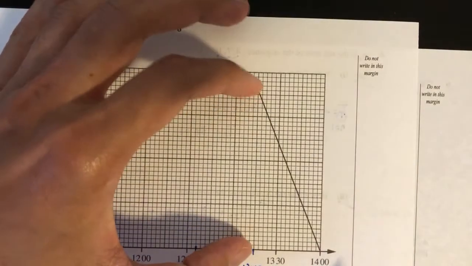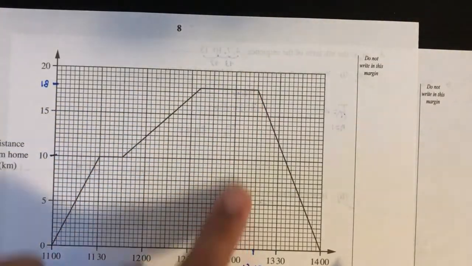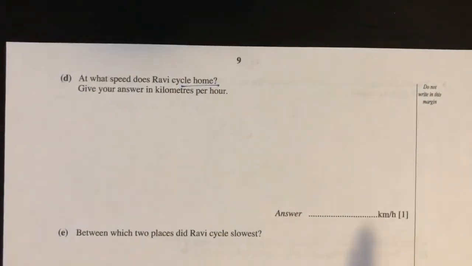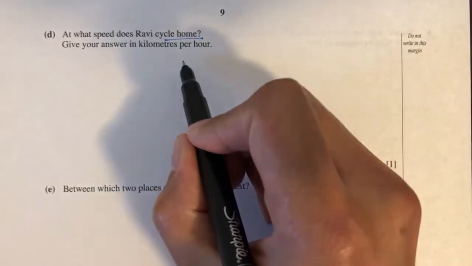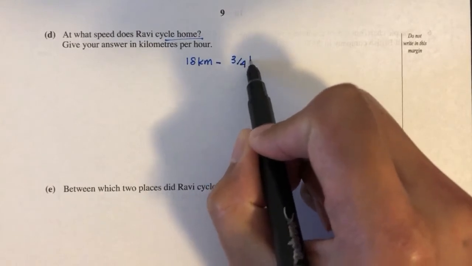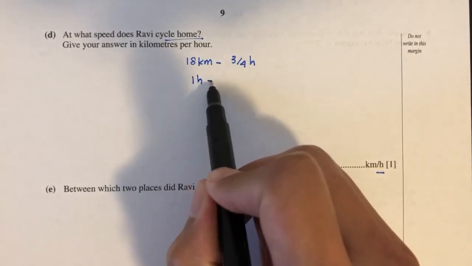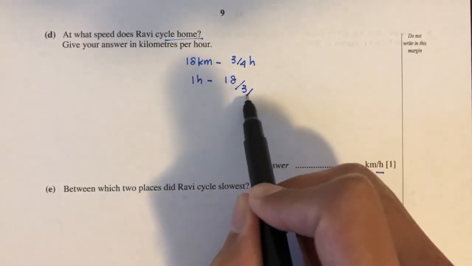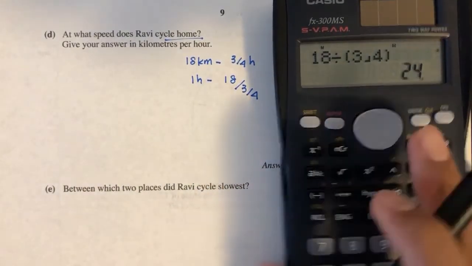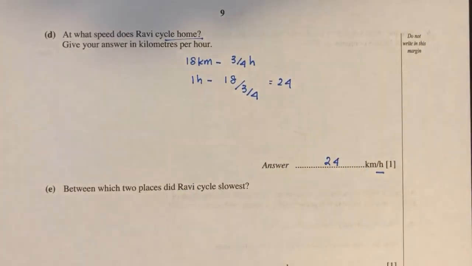Now, the distance between the shopping center and home is this distance, the height. That will be 18 kilometers. So we know from the graph that he cycled 18 kilometers in 3/4 of an hour. We have to find the speed per hour. So in 1 hour, he cycled 18 divided by 3/4. So let's do that. That will be 24. So his speed was 24 kilometers per hour.